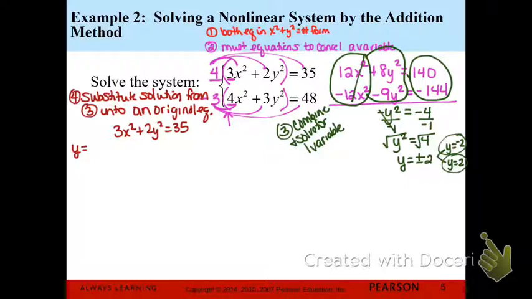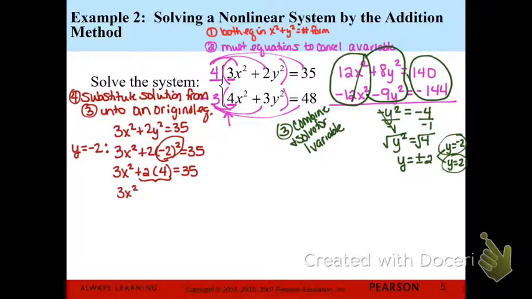So first I'm going to plug in when y is negative 2. And then do PEMDAS. What comes first? Exponents. Good. So we've got 3x squared plus 2 times, what's negative 2 squared? 4. Good, equals 35. Now what comes next? Multiplication. Because I do have parentheses, but there's nothing to do inside of them, right? My parentheses just mean to multiply. So we have 3x squared. What's 2 times 4? Positive 8.